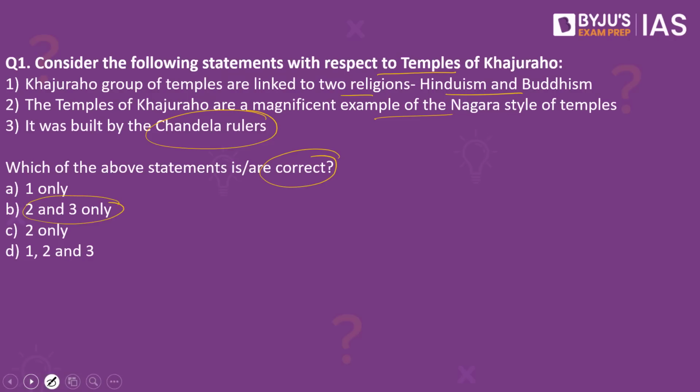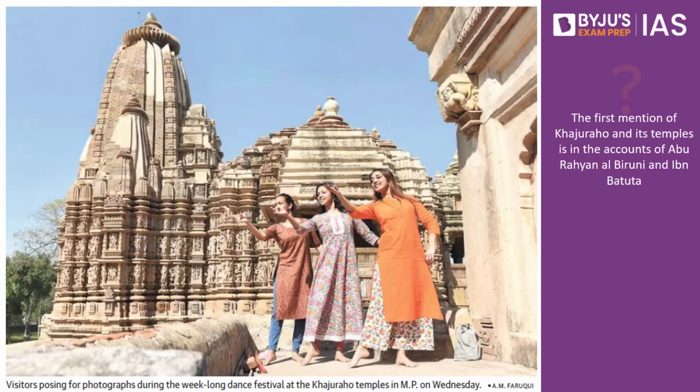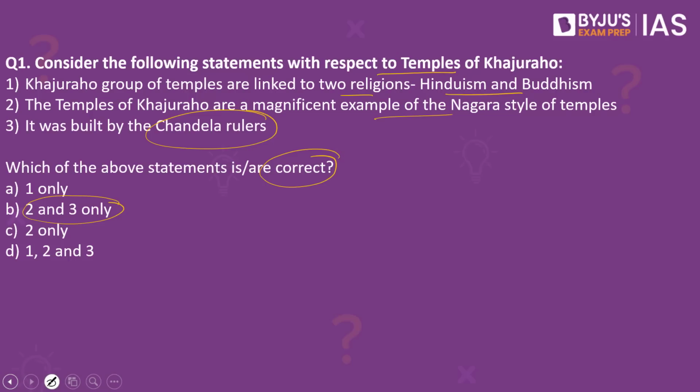Why have we taken this practice question? Because this article in The Hindu makes a reference to the Khajuraho temples. Let us try and understand what these options are. When we look into the first option, the Khajuraho group of temples are linked to two religions. Yes, they are linked to two religions. One happens to be Hinduism, the other happens to be Jainism and not Buddhism. Since it is speaking about Buddhism, this is not right, but it has to be Jainism. So the first option is wrong.